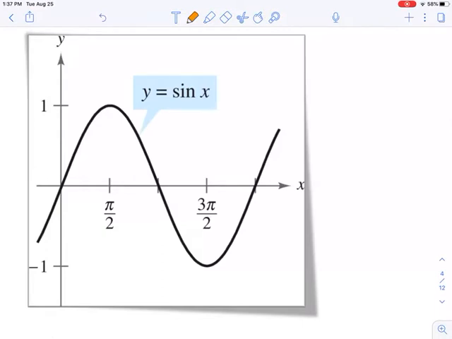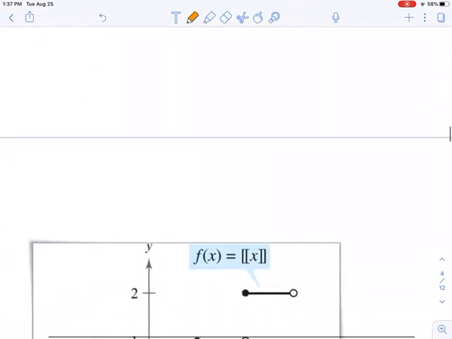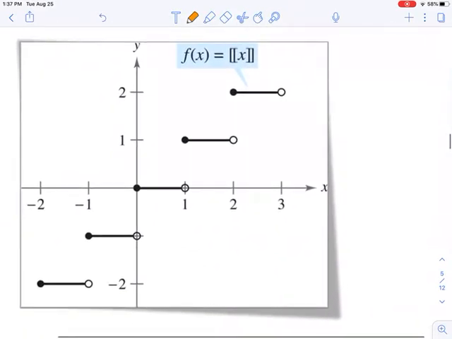Okay. So I want to look at some graphs, and so we can decide where our functions are continuous. Okay, this is the graph of y equals sine of x. And we know from pre-calculus that this goes on forever and ever. There are no holes, there are no breaks. So we know that y equals the sine of x is continuous everywhere. Okay, the function is continuous everywhere.